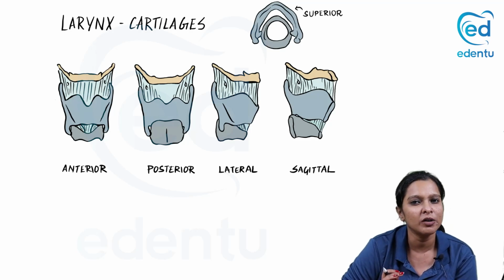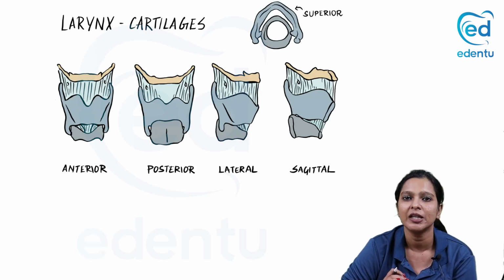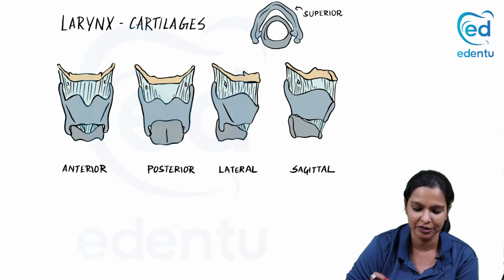Next, we'll move on to the second cartilage. This is also an unpaired cartilage, that is the cricoid cartilage.